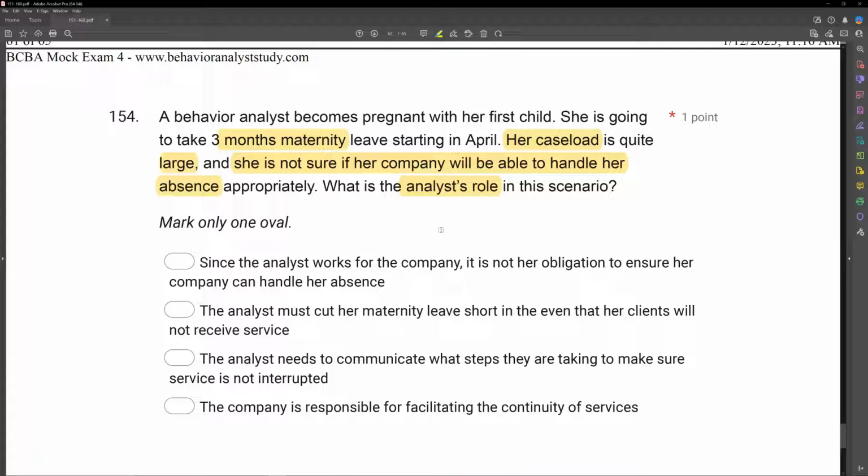The question they ask and the answer choice they provide have nothing to do with each other, but you might spend a lot of energy and time on that answer choice. That's why it's so important to do your work up front, understand what the question is asking, and then hone in on that. So, what is the analyst's role in the scenario? Well, the analyst needs to communicate what steps they are taking to make sure service is not interrupted.